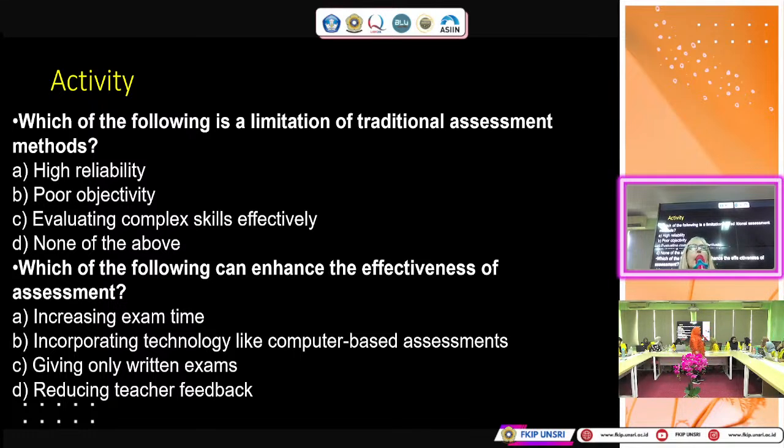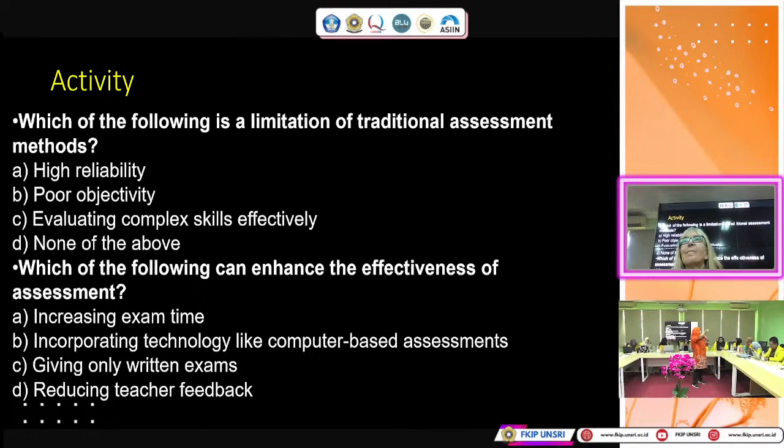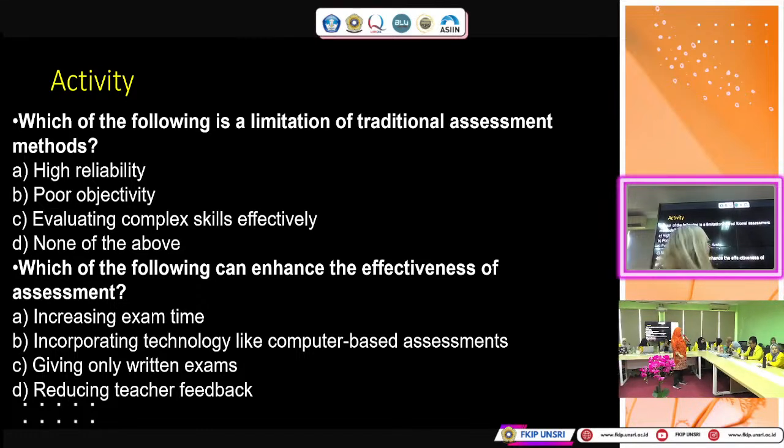And I'm a kind lecturer. I won't deduct marks, so go ahead. So if you make a mistake, don't worry. Your point will not be deducted. Okay, for the first question, anyone? Which of the following is a limitation of traditional assessment methods? A, B, C, or D? Okay, first question first. Anyone would like to answer this one? You can see it on the big screen or on the small screen at the back.